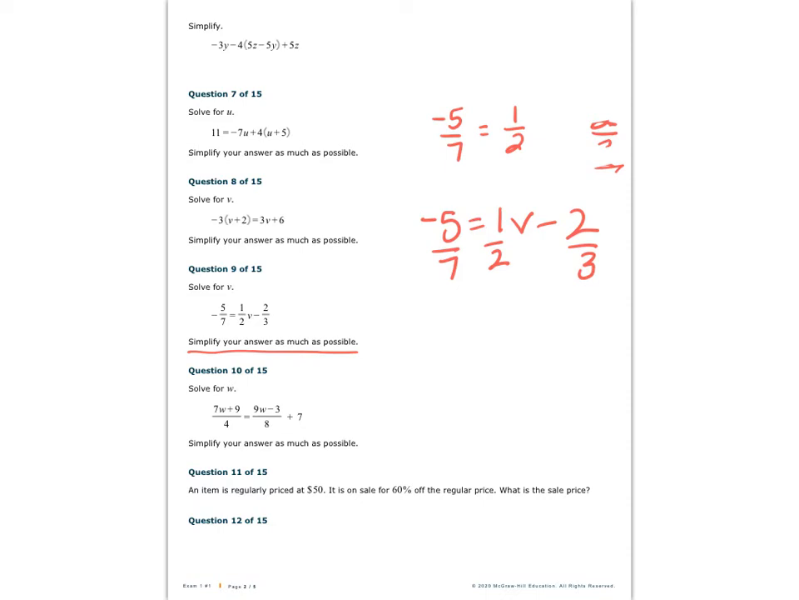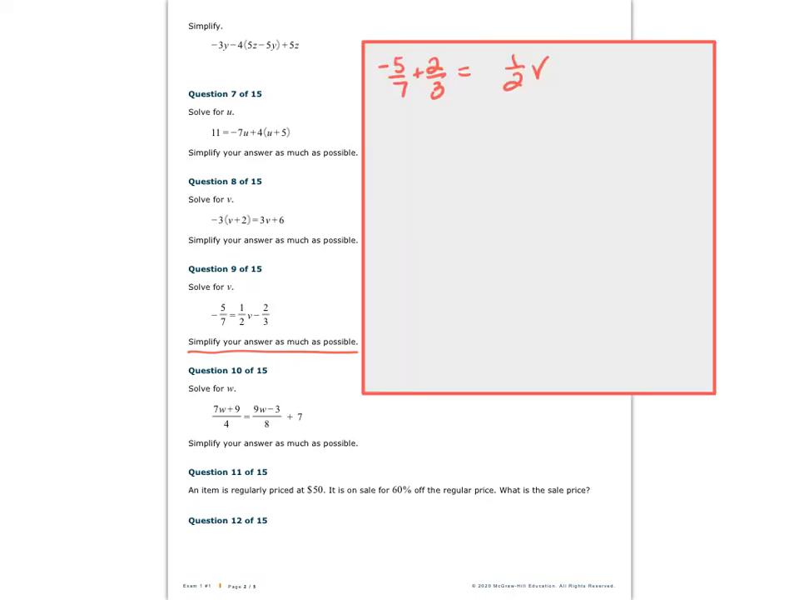So you want to combine your non-variable terms, your non-v terms, to one side. And since the 5/7 is already to the left, I'm going to add the 2/3 to both sides. I just threw it up over here to make it a little bit more neat and organized. So you add the 2/3 to both sides.